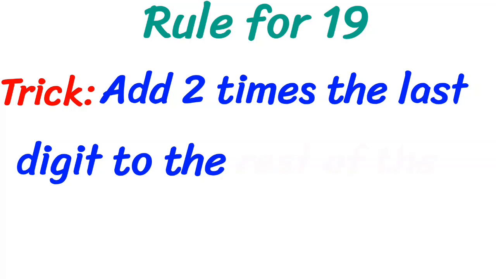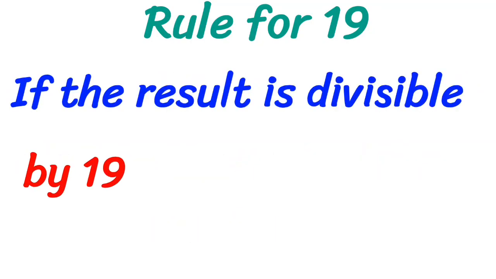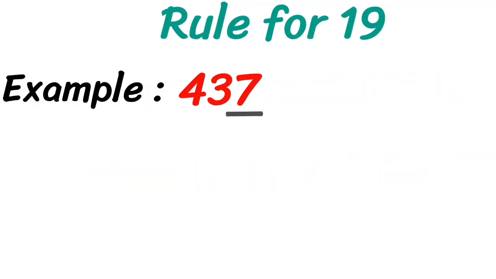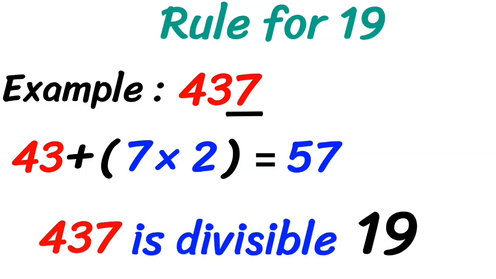Rule for 19. For 19, use this trick. Add 2 times the last digit to the rest of the number. If the result is divisible by 19, so is the original. Example, 437. The last digit is 7. The remaining number is 43. 43 plus 7 times 2 equals 57. Since 19 times 3 equals 57, therefore 437 is divisible by 19.